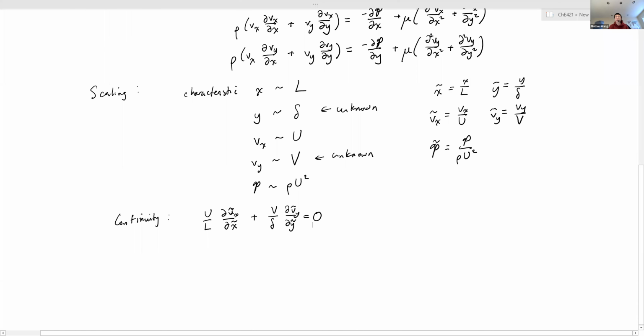In the continuity equation, we have these two terms, right? And they have to be of similar order of magnitude. Otherwise, those two terms can't actually be equal to one another.